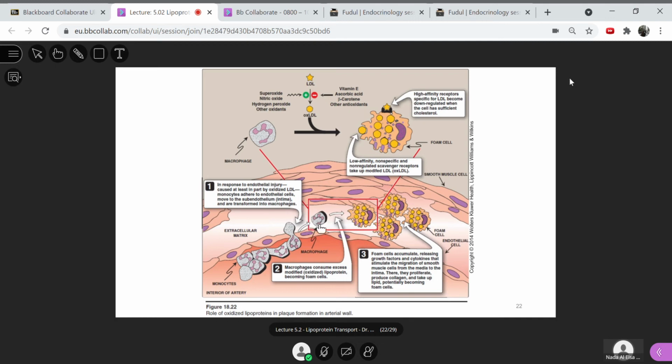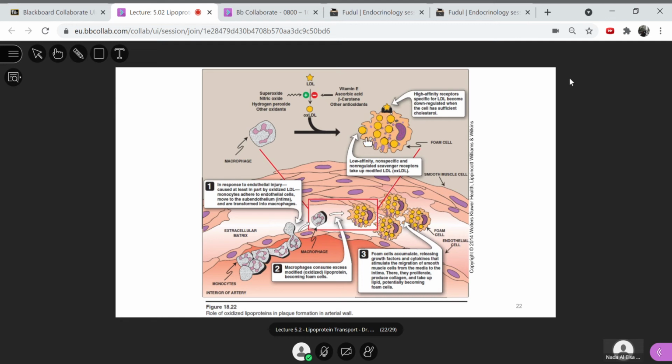So now we have our macrophage. It can take up these oxidized LDL particles, and as these are taken up, it will transform into foam cells. These foam cells will start to accumulate and result in plaque formation. They release growth factors and cytokines, stimulating muscle cells also to transform into foam cells. As they gather, these foam cells will block the blood vessel and cause plaque formation. They will eventually rupture and result in clots.